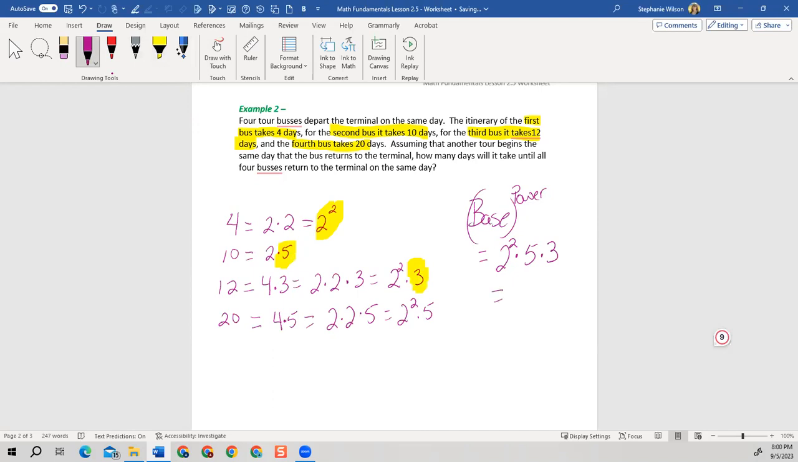Now 2 squared is 4. So I got 4 times 5 times 3. So 4 times 5 is 20. Times 3, which is 60. So my least common multiple is 60. So this is how many days it will take for them all to return on the same day. Thank you.